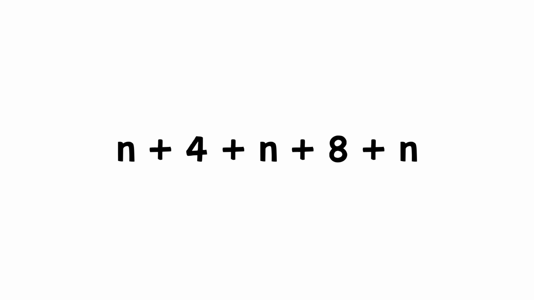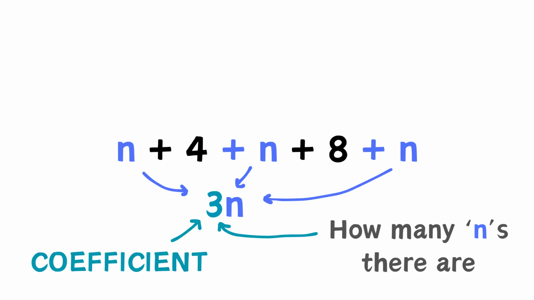Now, this expression here isn't in the simplest form yet. So let's group all the like terms together. First, let's identify the terms with the same variables. Here, all the n's are like terms: n, n, n. Adding them together gives us 3n. The 3 here is the coefficient, and the coefficient tells us how many variables there are.